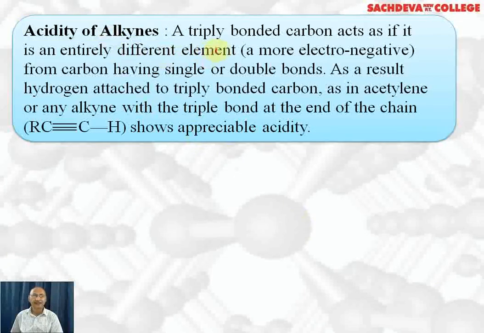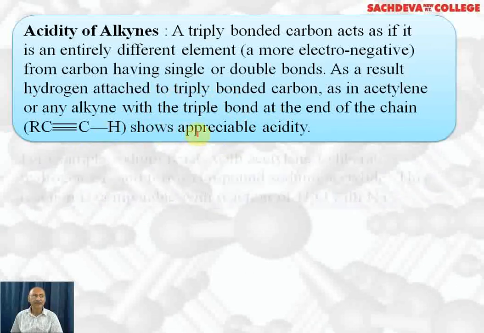Acidity of alkynes: a triply bonded carbon acts as if it is an entirely different element, a more electronegative element than the carbon having a single bond or double bond. As a result, hydrogen attached to a triply bonded carbon, as in acetylene or any other alkyne with a triple bond at the end terminal carbon of the chain, is acidic in nature.